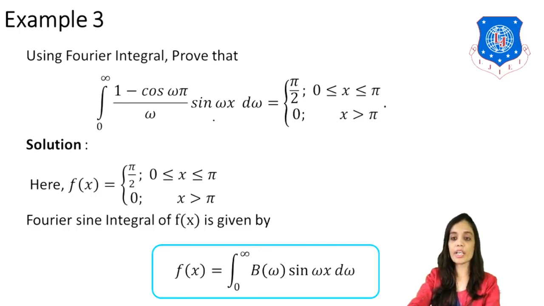Okay. So using Fourier integral, we have to prove that the integration 0 to infinity of (1 minus cos omega pi) upon omega times sin omega x d omega is equal to pi by 2 from 0 to pi and 0 for x greater than pi. So this is our given function.